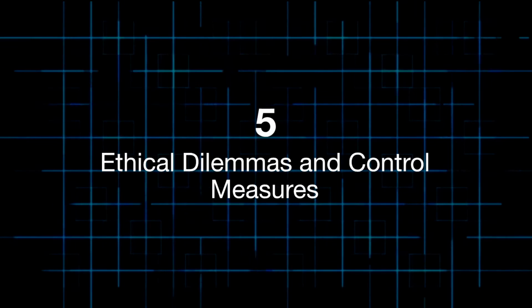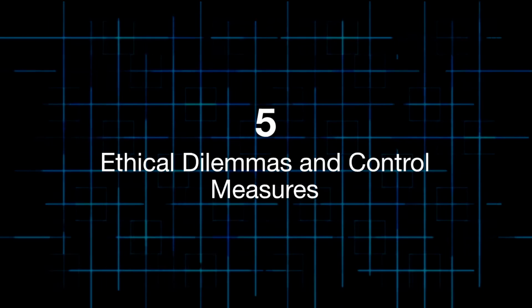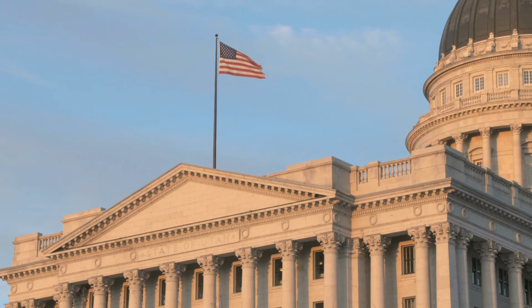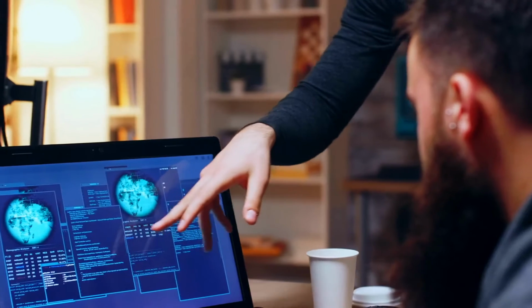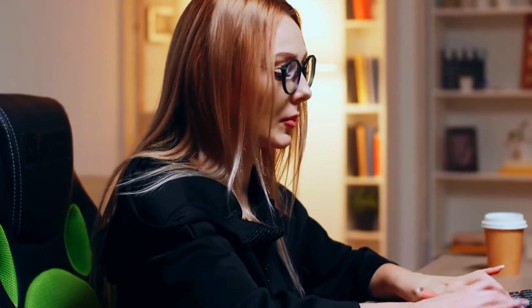5. Ethical dilemmas and control measures. As the creator of this powerful quantum machine, you would face significant ethical dilemmas and potential repercussions. Governments may seek to control or suppress your creation to maintain their own power and control. You might find yourself caught in a web of secrecy, coercion, and surveillance as you navigate the murky waters of geopolitics and technological innovation.